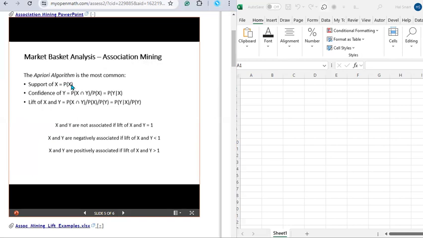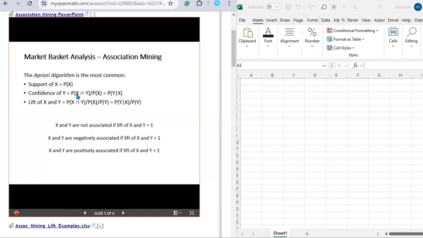So what we're doing here is we're using probabilities. We can count names of products. Names of products are strings of characters. We can count them, and then we divide the count of product X by the number of transactions in a given period, like a month. That would give us the marginal probability.